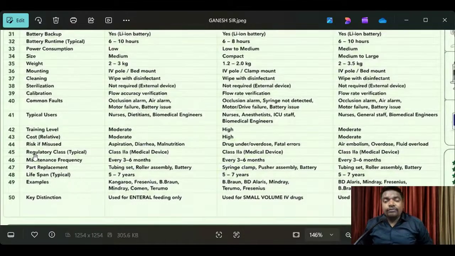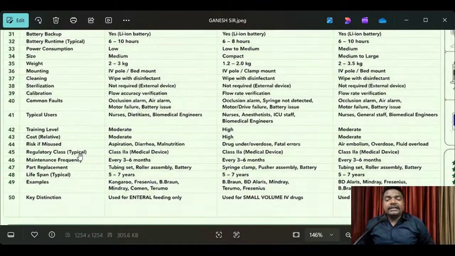Okay, now see here, when it comes to the comparison of risk if misused, for the infusion pump: air embolism, overdose, fluid overload. If the machine is not functioning properly, then these problems come. Okay, right, come on.